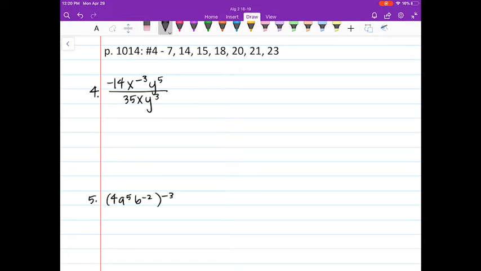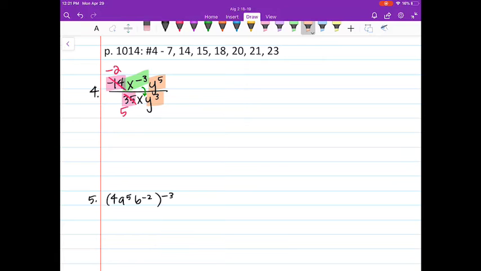So in problem number 4, I would work with these piece by piece. So first I see that I've got a negative 14 over 35. Well, just like always, we can reduce our whole numbers as much as possible. So 14 and 35, I can take 7 out of both of those. So I have a negative 2 over a positive 5. And then when we've got a negative exponent, the first thing I do is I move it to the denominator. So I'll worry about those in a second.